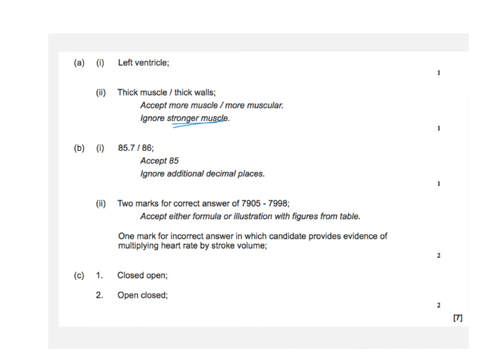The heart rate of that person from the table was 85.7 or 86 beats per minute. It says accept 85. But ignore additional decimal places. I don't know what the actual answer is, but if it was like 85.77776, just ignore them. You would have got 2 marks for the cardiac output of 7905 to 7998, so you've got about a 90 centimetres cubed per minute difference. But if you've shown evidence of doing heart rate times stroke volume, there's a mark there.